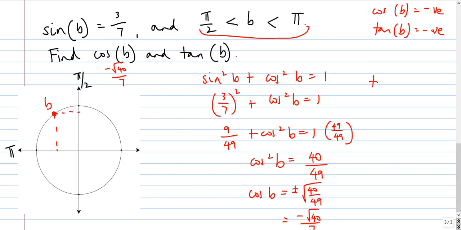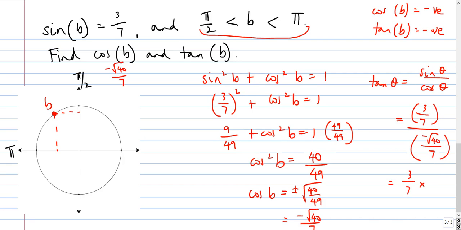To find tan, we could use the identity tan equals sine over cos. So sine theta is 3/7 divided by cos theta, negative root 40 on 7. Dividing a fraction, I flip the second fraction and turn it into a multiplication problem. I can cancel out these 7s and I'm left with negative 3 on root 40. So there's my values for cos theta and tan theta using both the Pythagoras identity and the tan equals sine over cos identity. Let's erase that now and let's look at solving this problem using a right angle triangle approach.